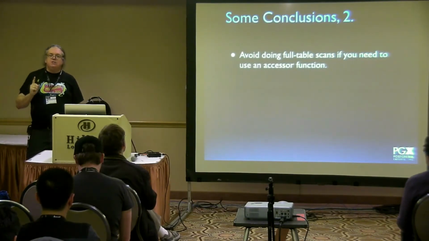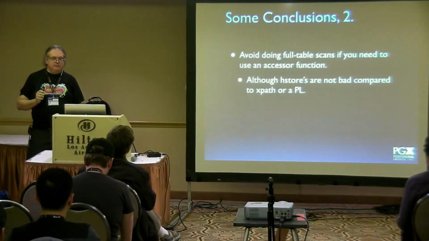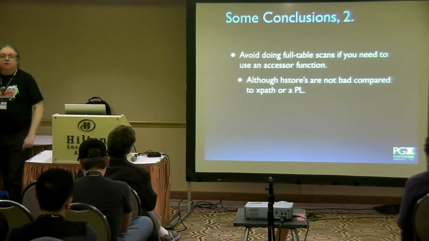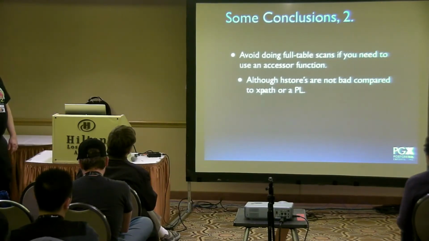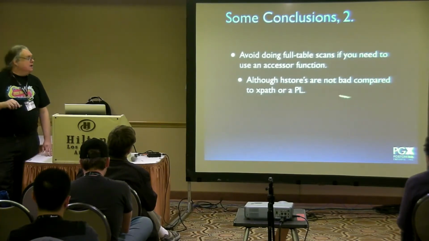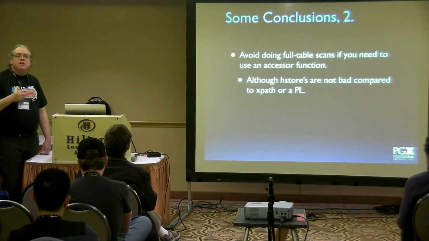Executing that accessor function for each row really kills performance. hstores aren't as bad as XPath or a PL. Part of it is that XPath really has its own little programming language built in there. I don't know if it's Turing complete, but it's awfully close. And that has to get compiled and run, so that's going to be slow. And there is some overhead bridging to a PL.